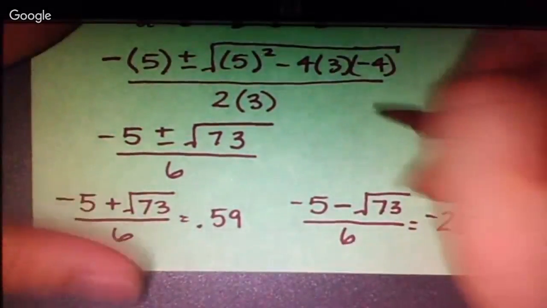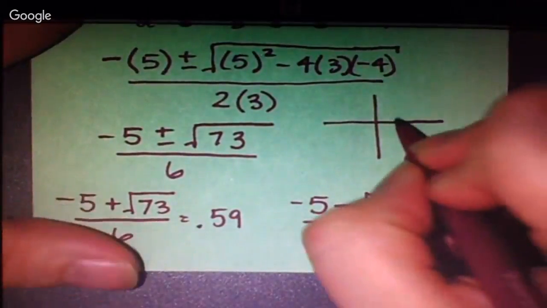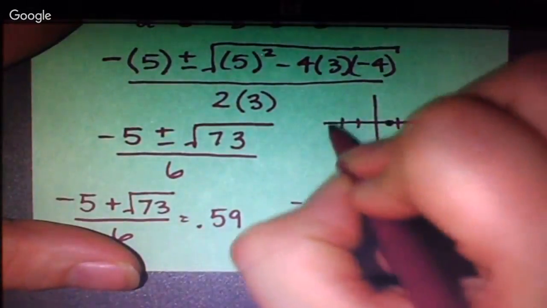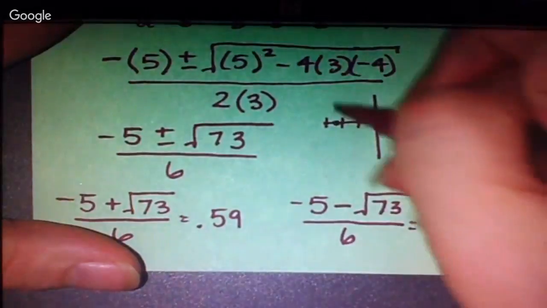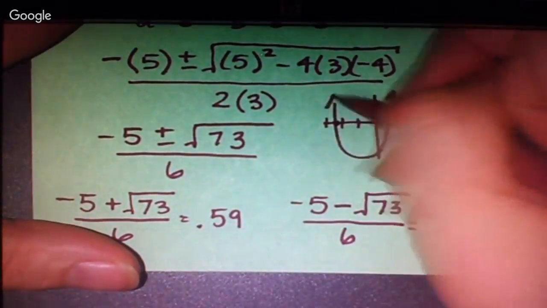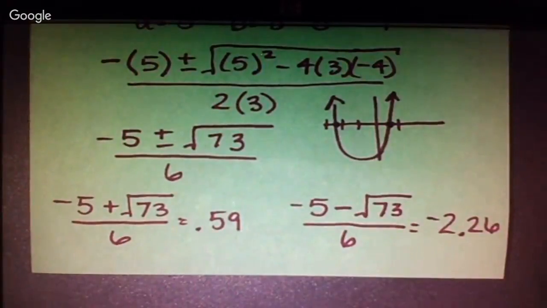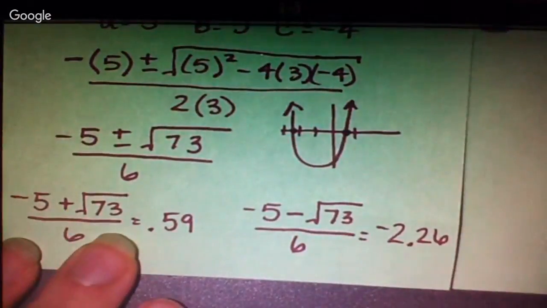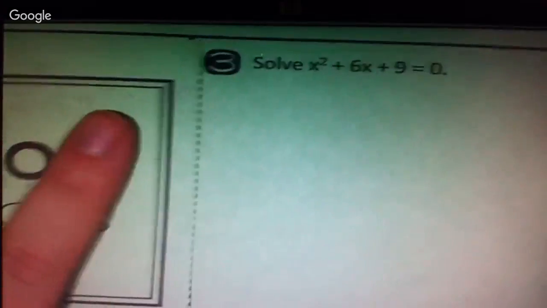Okay, so again, this means my graph crosses at 0.59 and negative 2.26, so somewhere here. Okay. Questions? Okay, we're going to go to the other side.